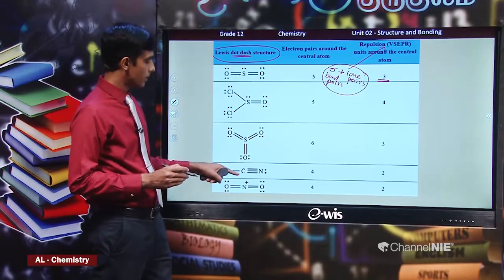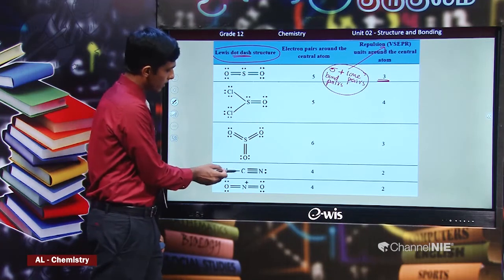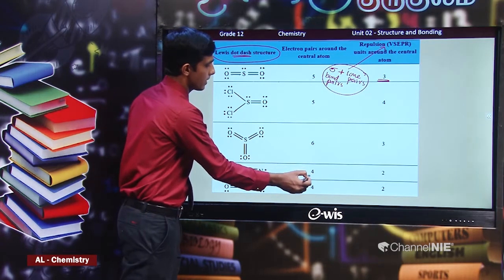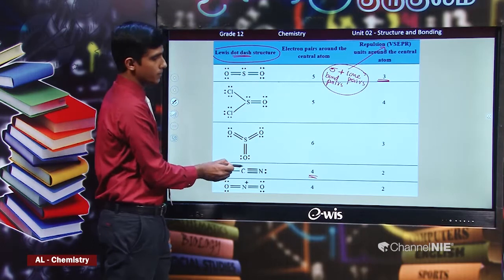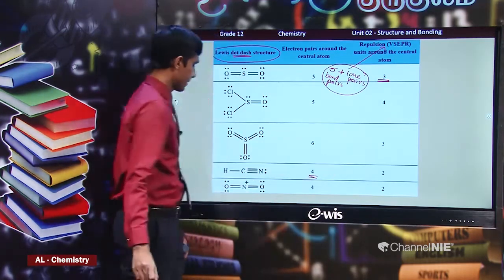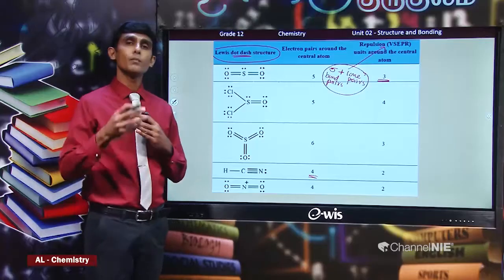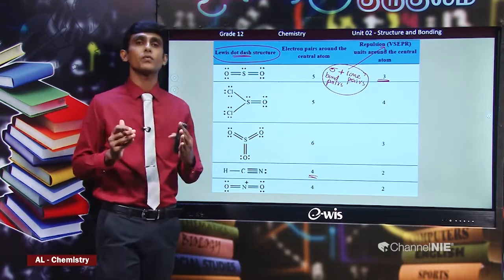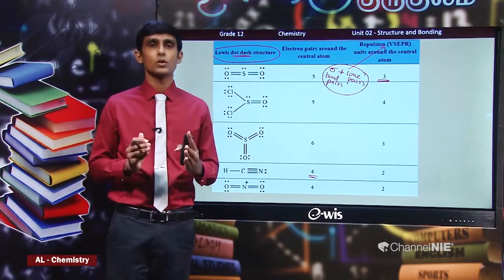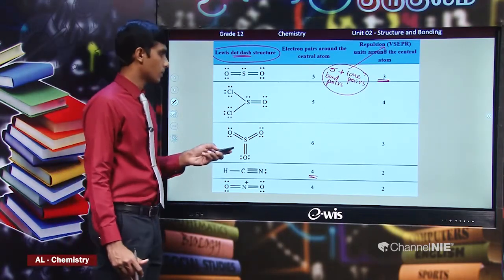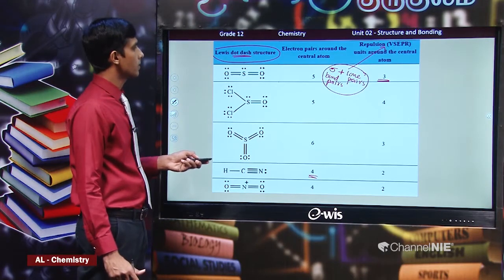In this particular example, HCN, around carbon you can see 1, 2, 3, 4 electron pairs around the central atom, but 2 pi bonds are there, that means 2 VSEPR pairs. In this one, again 4 electron pairs, 2 pi bonds, 2 VSEPR pairs. So, this is how you easily find the number of VSEPR pairs, or in other words, the number of repulsive units based on the Lewis structure. Based on the Lewis structure, you can easily count the number of repulsive units or VSEPR pairs around any given atom.